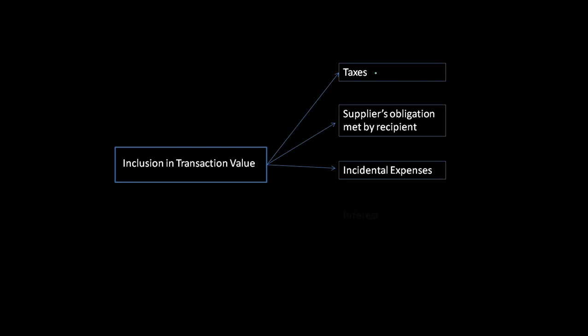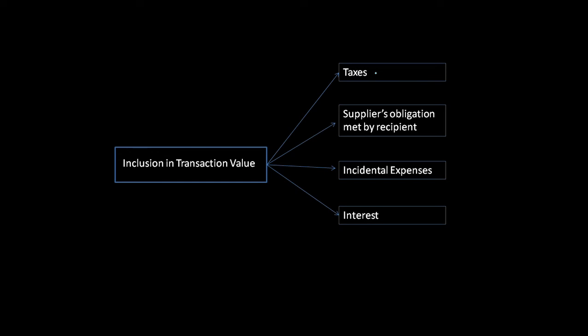Next, the fourth point, different interest. Sometimes interest or late fee or penalty may be charged for delayed payment by the recipient. If that is the case, then that extra charge as interest or late fee or penalty will have to be considered as a part of the consideration or as a part of the transaction value. At that time, GST would be charged on that.